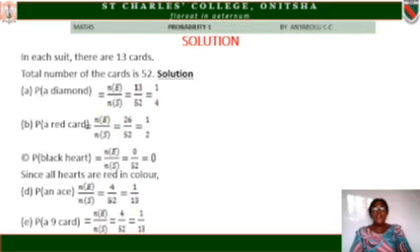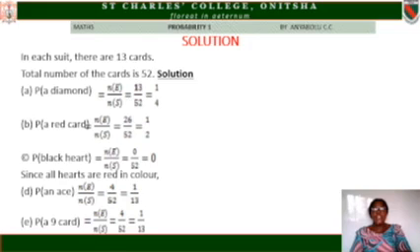Solution: probability of getting a diamond, n of E over n of S equals 13 over 52, which is 1 over 4. Probability of getting a red card, n of E over n of S, we have 26 over 52, which is 1 over 2. Probability of getting a black heart, n of E over n of S, no black heart. So that is 0 over 52, which is 0, since all hearts are red in color.